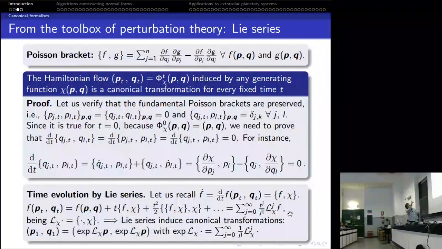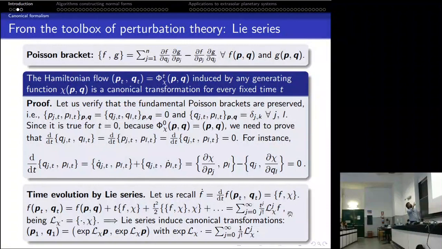So let me recall the definition of the Poisson bracket, and there is a very important tool we are used to working with, and this tool is the possibility to perform canonical transformations that are near to the identity, in general by Lie series. Okay, and it's a machinery that maybe the first time you touch it can look a bit complicated, but in this slide I try to give you the shortest way to introduce this transformation.